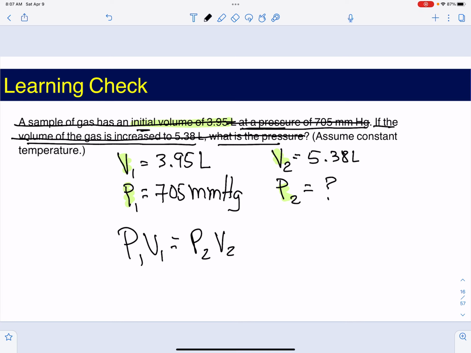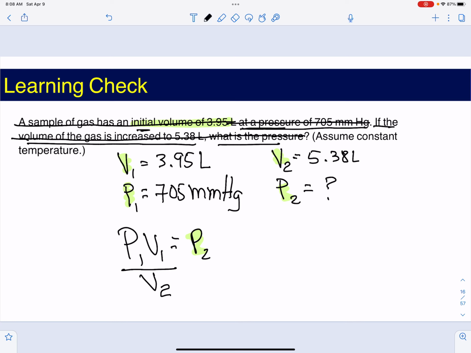I'm looking for P2, which means I have to leave P2 by itself. I'm going to do that by dividing by V2. That cancels P2. And whatever I do on one side, I have to do on the other side. Since I just canceled V2, let me get it out of there. And that's the formula I need to use.